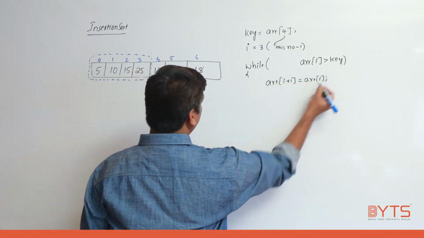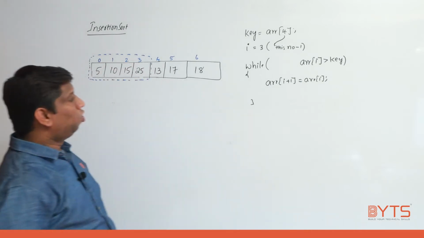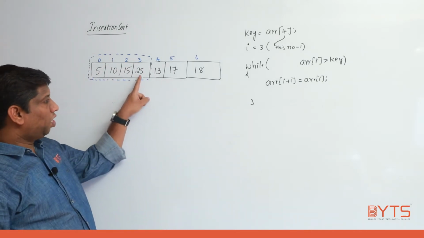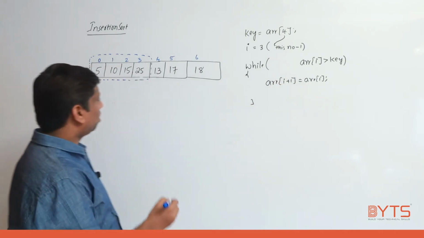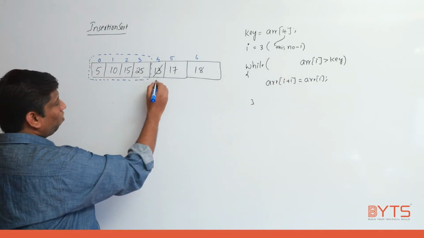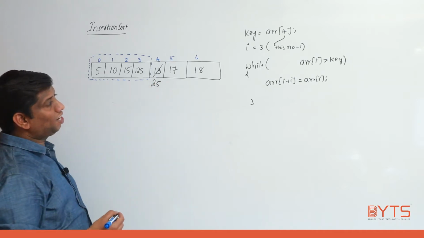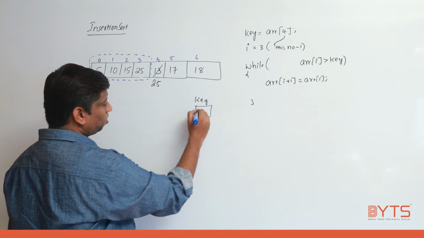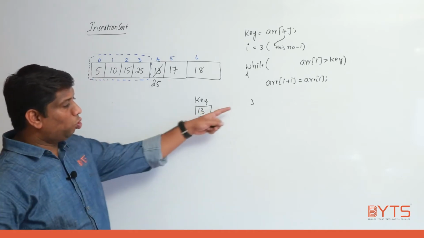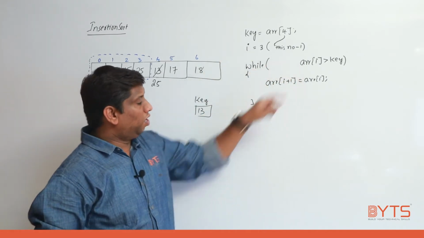I hope this is very clear. See here. What is the value of ARR of 3? 25. 25 should be copied to which location? The i plus 1 location. Means here we are going to get what value? 25. Don't worry, where is 13? 13 is already stored in which variable? Key variable. End of the loop. Come here. Now tell, what do I need to do?